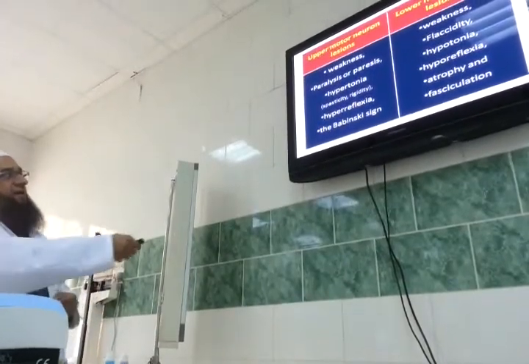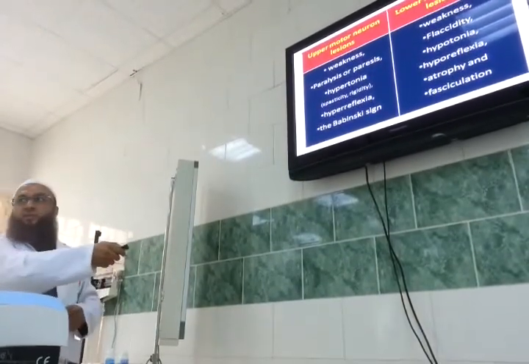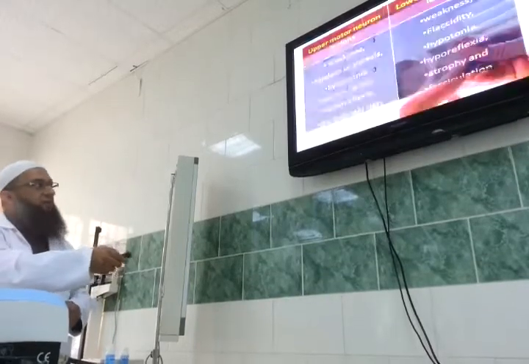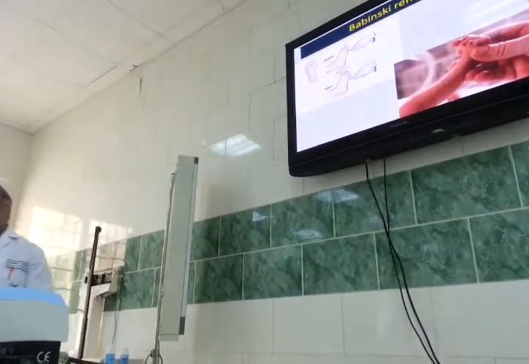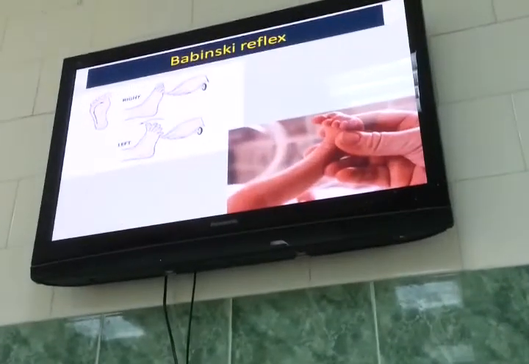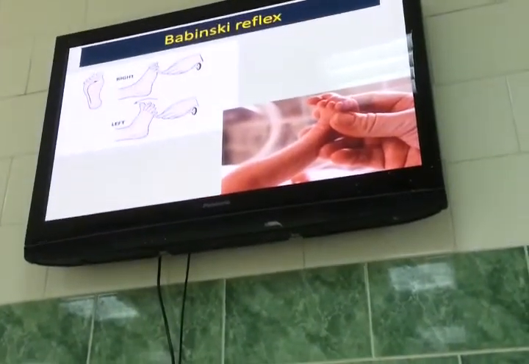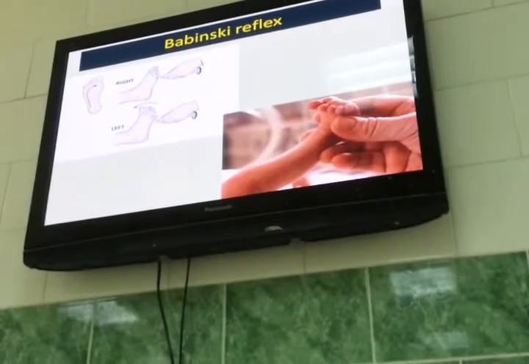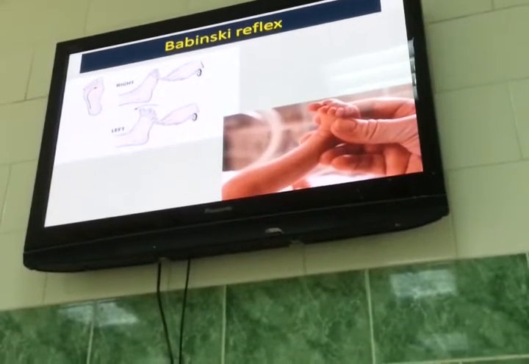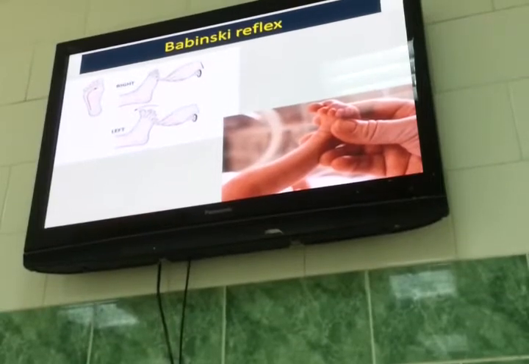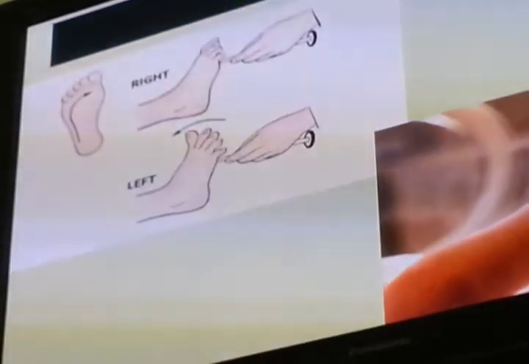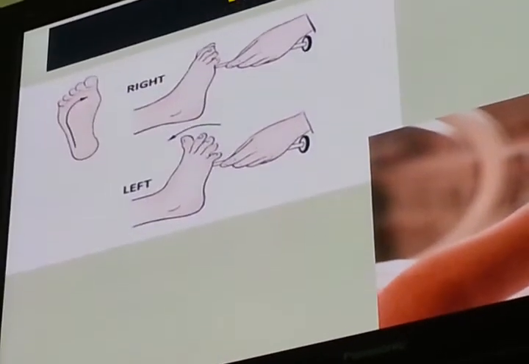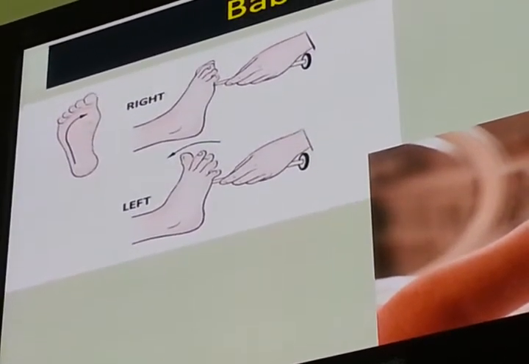There is one sign here, the Babinski sign. You know Babinski sign? There is a reflex here called the plantar reflex. So this is the normal response. If the big toe moves up, this type of response is called the Babinski sign. I will explain inshallah when we perform the reflexes.